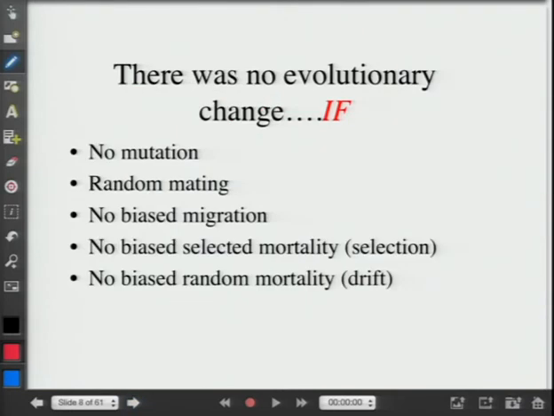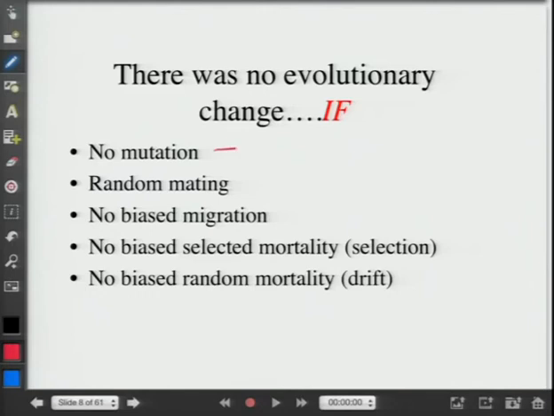The importance of this is it's a null model. We've specified the conditions under which no evolutionary change occurs. We're defining, in the Mendelian population genetic sense, evolution as change in allele frequencies in a population over time. If there's no change in allele frequencies in a population over time, there's no evolution, or at least there's no evolution at this locus. This A locus is unchanged after one generation.